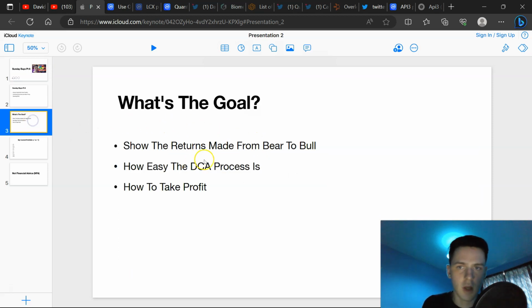Now, to remind ourselves, what's the actual goal of this series? Firstly, it's to show the returns that can be made from a bear market to a bull market. I'm not trying to reach a certain amount of crypto or an actual dollar or pound amount, 10K, 20K, 30K. I'm trying to show how much returns in terms of percentages can be made from a bear to a bull market. Also, I'm trying to show how easy the dollar cost average process is.